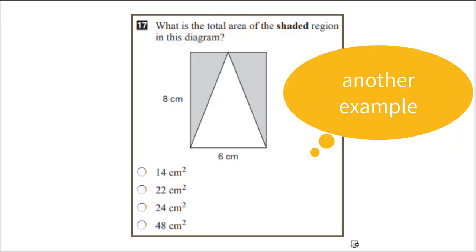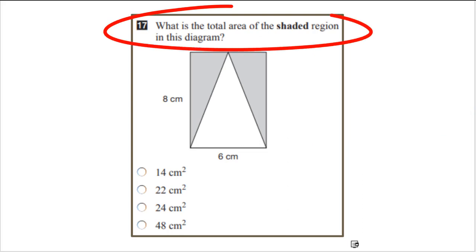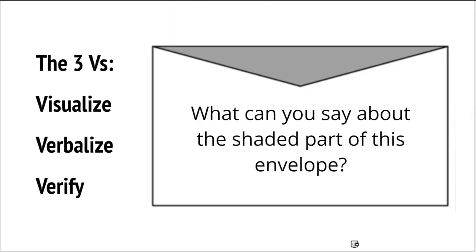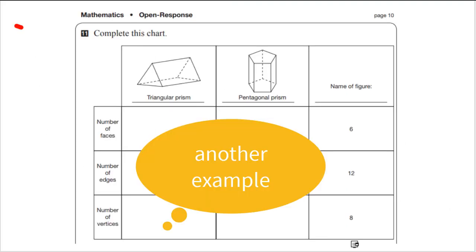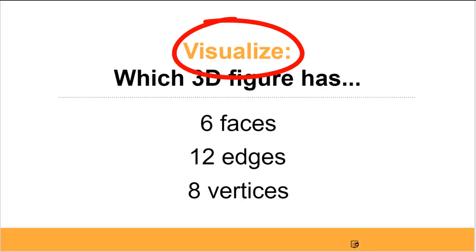The 3 V's thinking routine is a great way to take any abstract problem like this and open it up more concretely, more visually like this. Another example, take a problem like this, turn it into a 3 V's that looks like this.